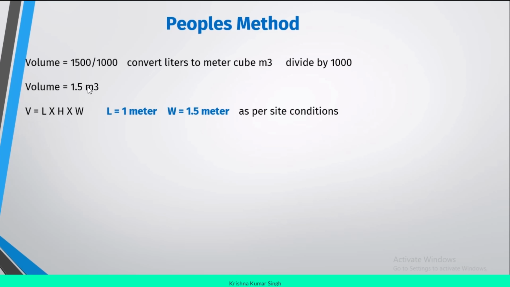I know the volume is 1.5. So after putting all the values of these dimensions, 1.5 volume, length is 1, width is 1.5, height. So 1 into 1.5 is 1.5. Here is 1.5. After rearranging, I will get height is 1 meter. Now with 1 meter height, length 1 meter, width 1.5 meter, I can construct my overhead tank, right?